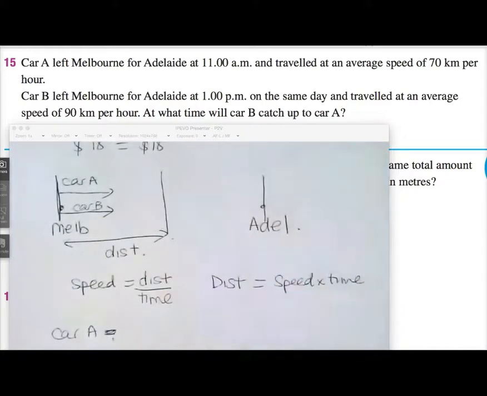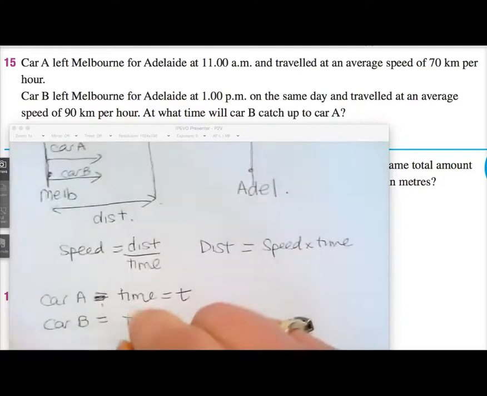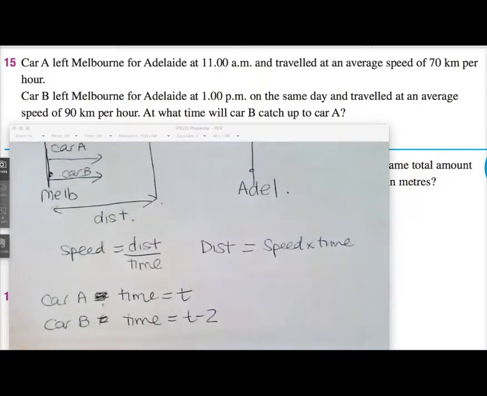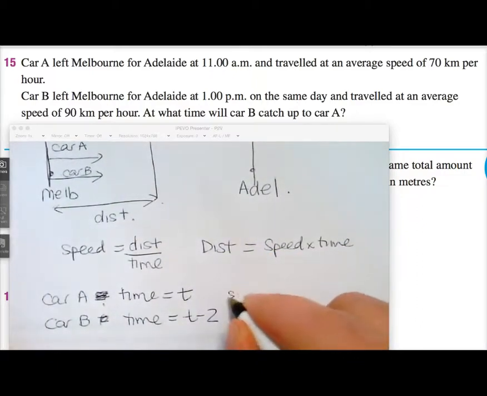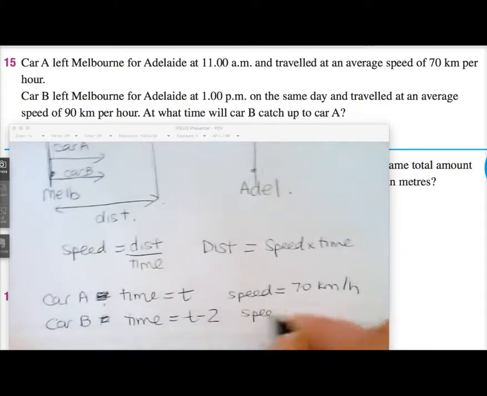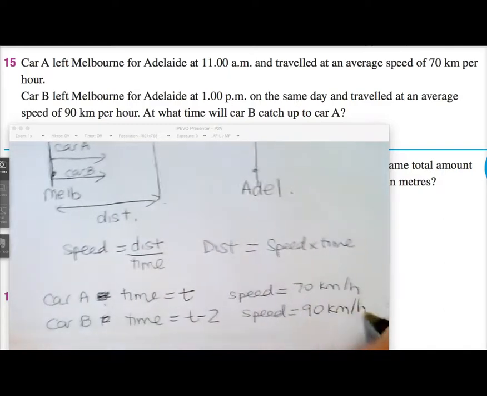So, car A leaves earlier than car B. They will meet after a certain time. You have to give time T to one of the cars. Which car do you want to give time T to? It doesn't matter which one. All right, if car A, its time equals T, what about car B? When they meet, time will equal what? T minus 2. Okay? And car A, speed is what? 70 kilometres per hour. Speed for car B is 90 kilometres per hour.